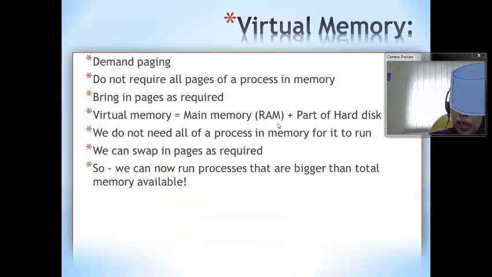So virtual memory is demand paging. It means that it does not require all pages of a process in memory, so you only bring in the pages as required. So virtual memory is the combination of main memory and part of the hard disk. We do not need all the processes in memory for it to run. We can swap in the pages as required. So now we can run processes that are bigger than the total memory available.